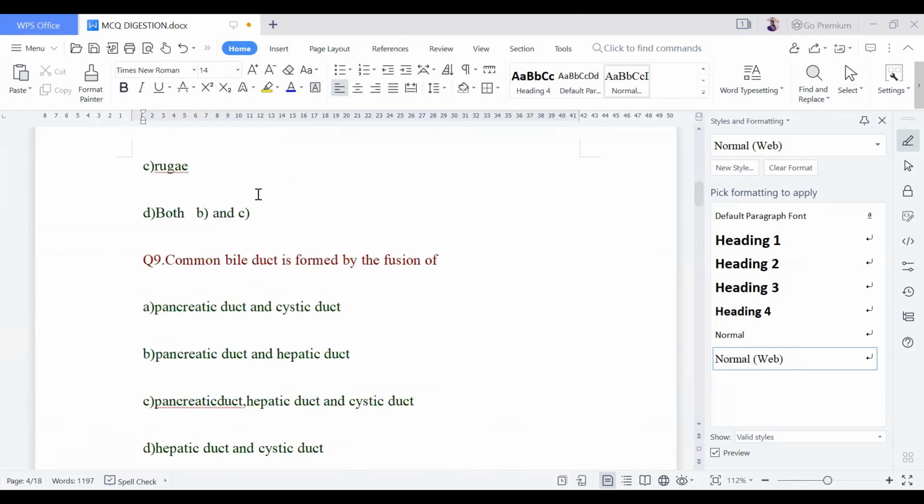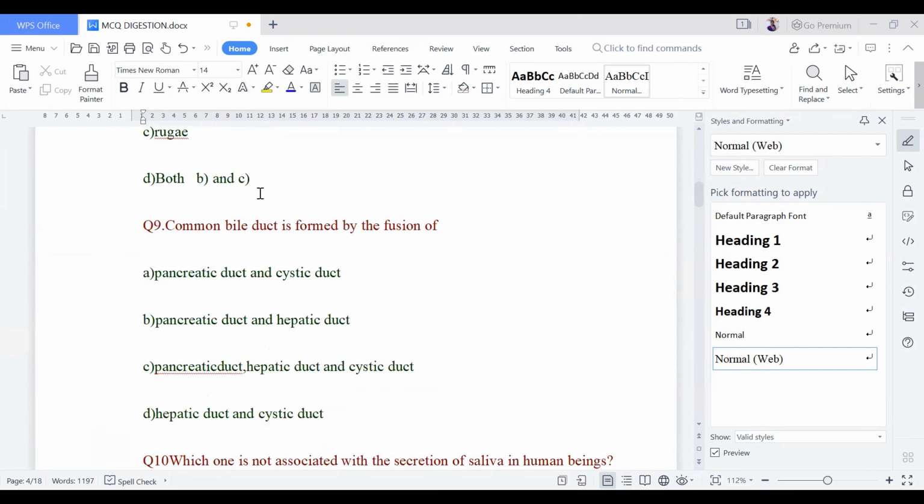Question number 9. Common bile duct is formed by the fusion of: option A, pancreatic duct and cystic duct; option B, pancreatic duct and hepatic duct; option C, pancreatic duct, hepatic duct and cystic duct; option D, hepatic duct and cystic duct. Duct means the fluid-like structure which will carry the juices.